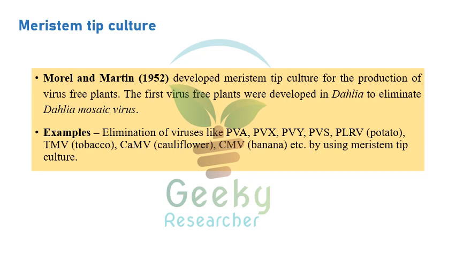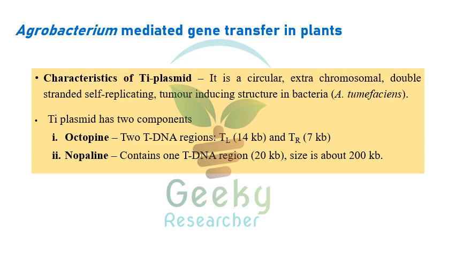Viruses like potato virus A, potato virus X, potato virus Y, potato virus S, potato leaf roll virus, tobacco mosaic virus, cauliflower mosaic virus, and cucumber mosaic virus in banana can be eliminated by using this meristem tip culture. So, Agrobacterium-mediated gene transfer.